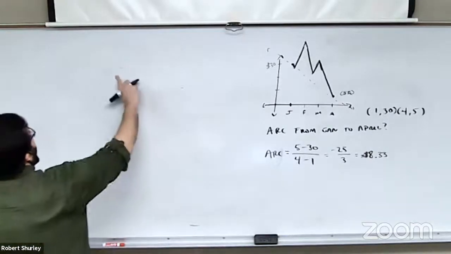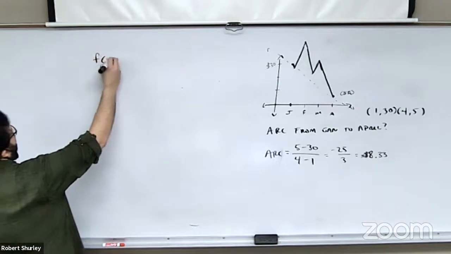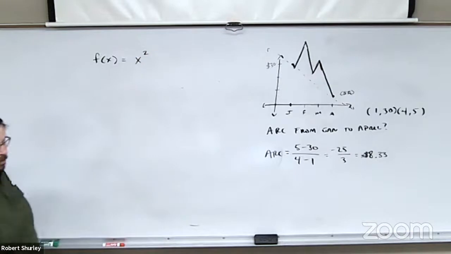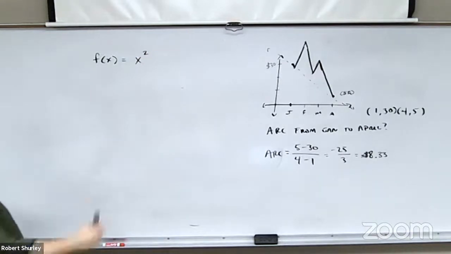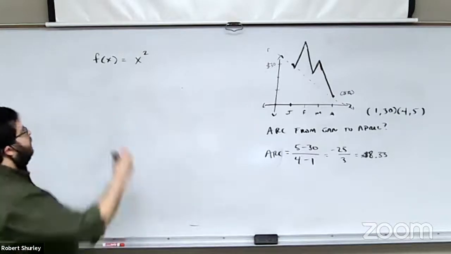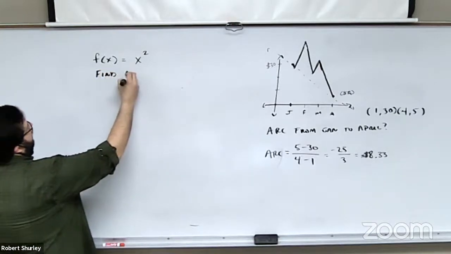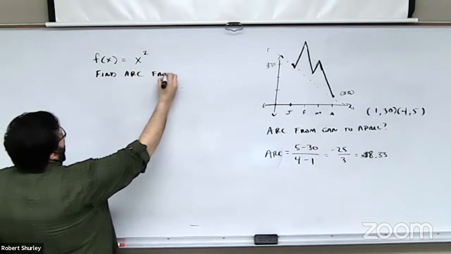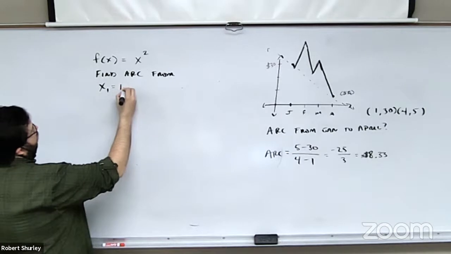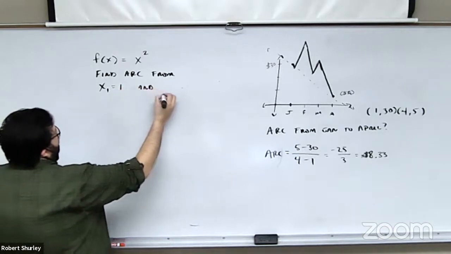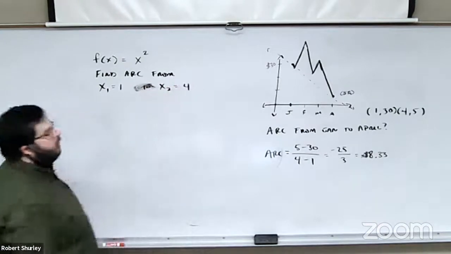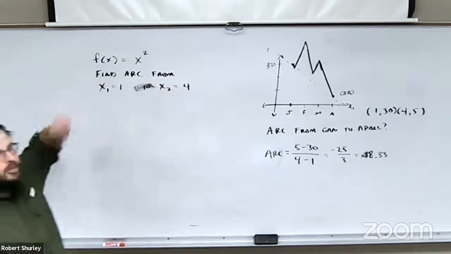Let's look at now a function that's not linear. Let's say we've got f of x equals x squared. And I'm going to give you a function. I have to give you two x values. So I want you to find the average rate of change from x1 being, let's say 1, to x2 being 4, okay? So this is how the question will be set up.